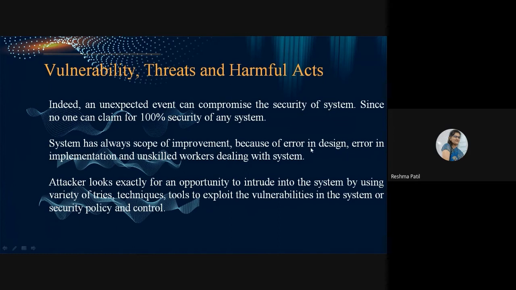What will be the problem in the system? There could be errors in design, errors in implementation, and unskilled workers dealing with the system. Weaknesses could be anything. The system may be very good, but the workers are unskilled. They don't know how to use that system. That is also a weakness. So there is always scope for improvement. Attackers look for an opportunity to intrude into the system using a variety of tricks, techniques and tools to exploit the vulnerability in the system or security policy and controls. So what is the aim of the attacker? They will always try to find the weakness of your system, and once they get it, they will try to exploit your vulnerability.